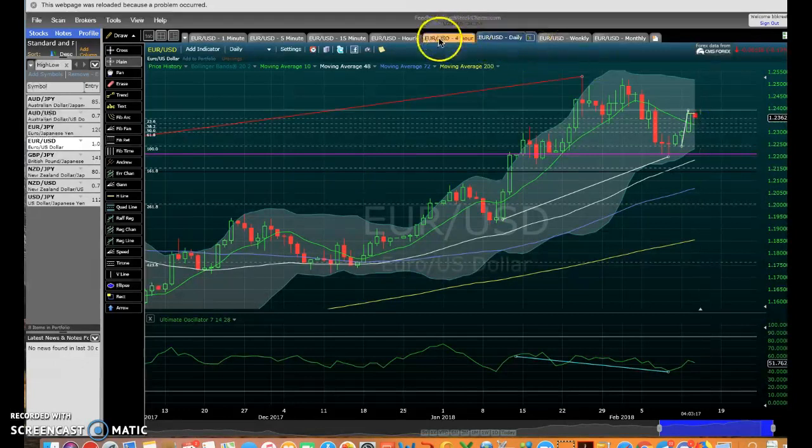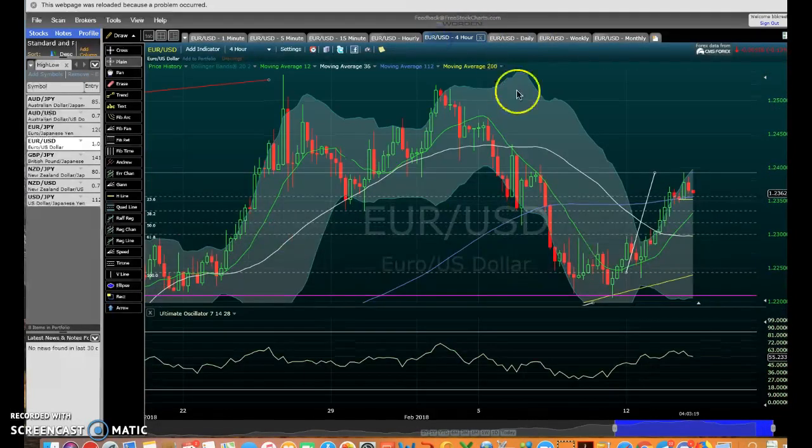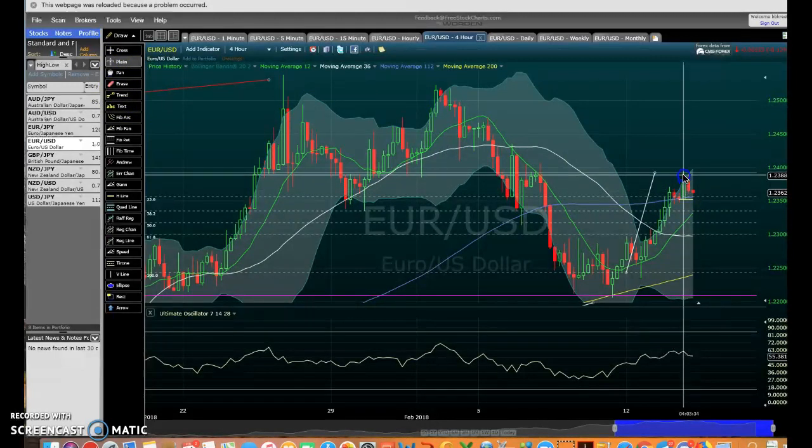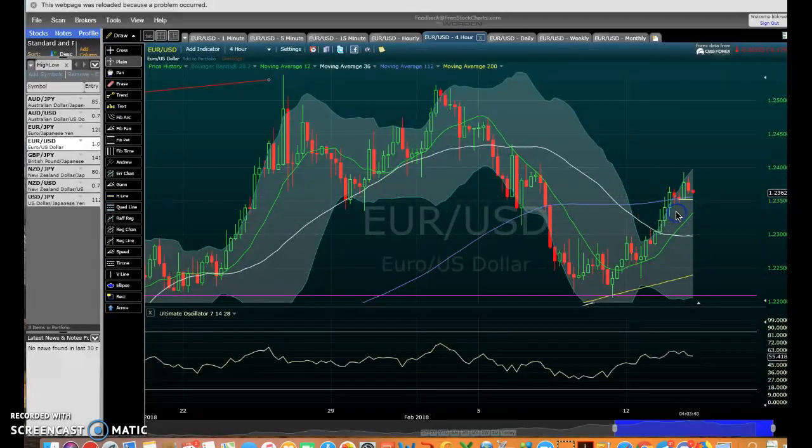Okay, let's have a look at the 4 hourly. So the last 5 hours, 6 hours, price has been slowly coming down. There's not a whole heap of movement. That's only about 30 pips or so. Yeah, around about 30 pips. That's all good. I'll get rid of that line. Not sure what that is for.